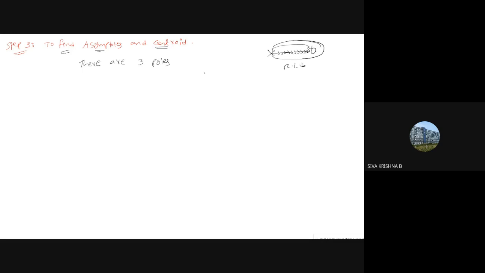But in this question we don't have any zeros in the given question. So for that, to fulfill the zeros, we will go through this asymptotes and centroid concept to fulfill the zeros. And instead of zeros, we will take some angles.